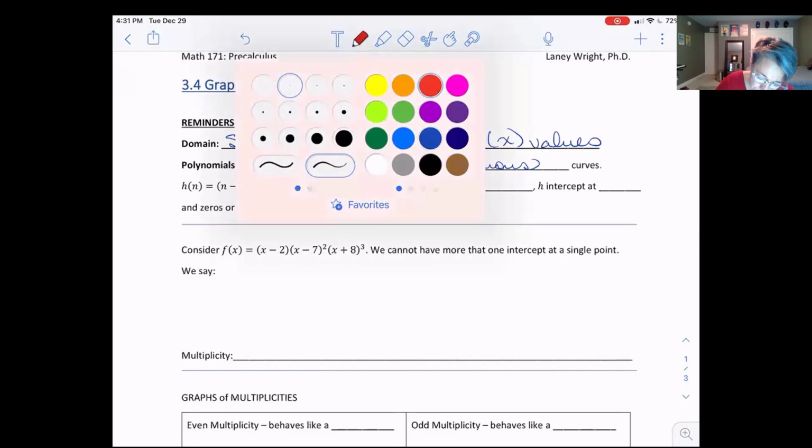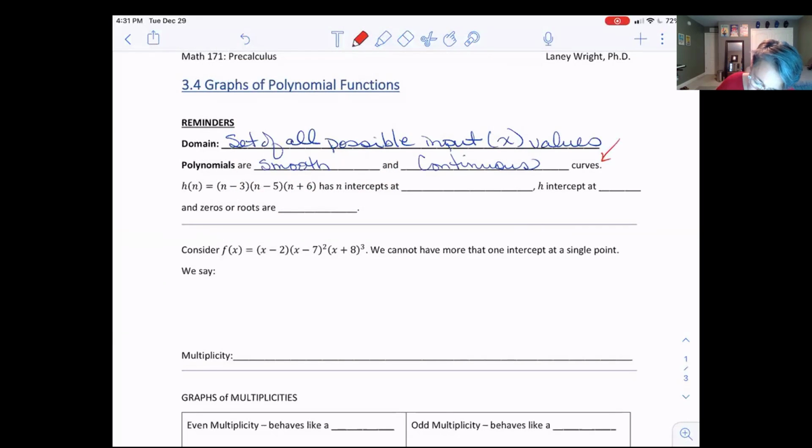What this means is there are no holes, skips, jumps, or any sharp corners. Like with an absolute value, that V, there's a sharp corner. With polynomials, we don't have any of that.